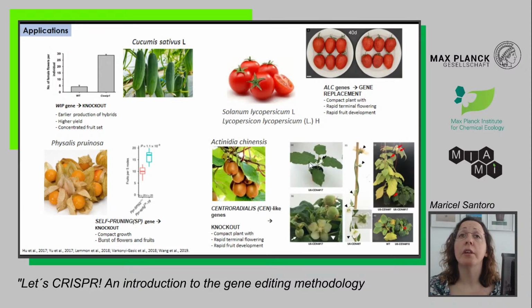Another example is kiwi. The kiwi is a plant that also grows high, instead of generating more fruits. So there was another knockout in this gene to generate compact plants. This is a normal kiwi plant, and these are the compact plants. As you can see, they have more kiwis per node, and they can flower rapidly and generate the fruits faster than the wild type.